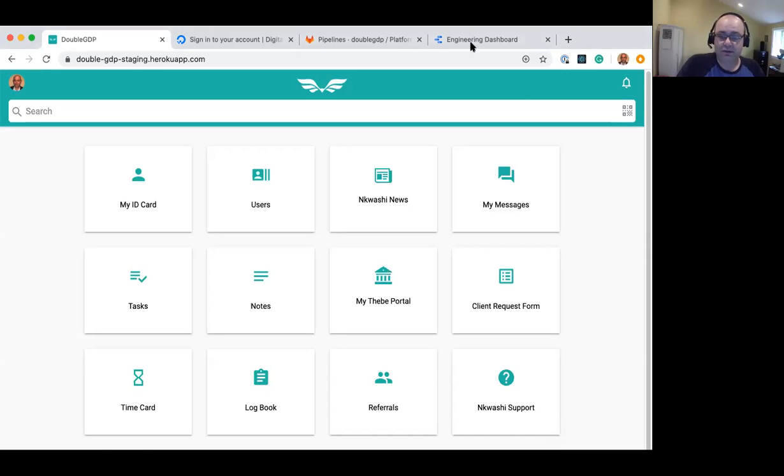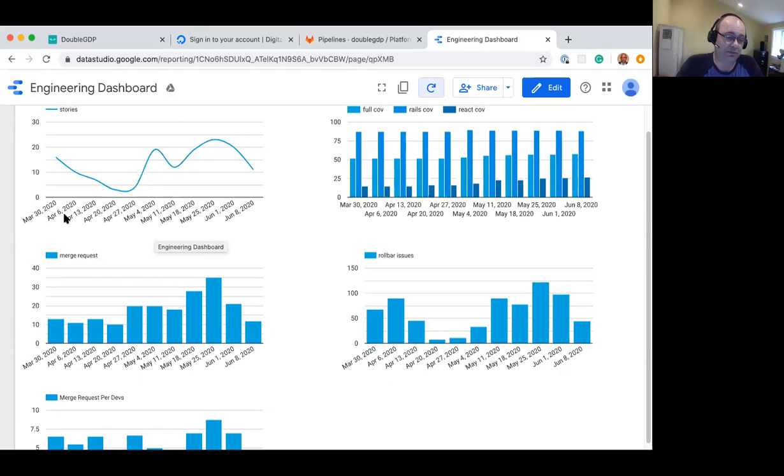From a perspective of the engineering dashboard, we did a little bit fewer stories over the past 2 weeks. This graph is a little bit difficult because it measures by week and our sprint ends midweek. But basically, we are averaging about 20 stories per week, which is actually a fairly decent clip.